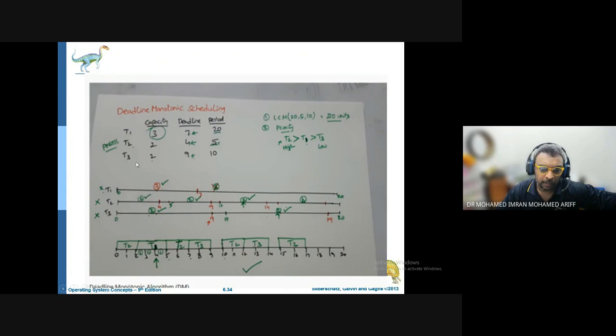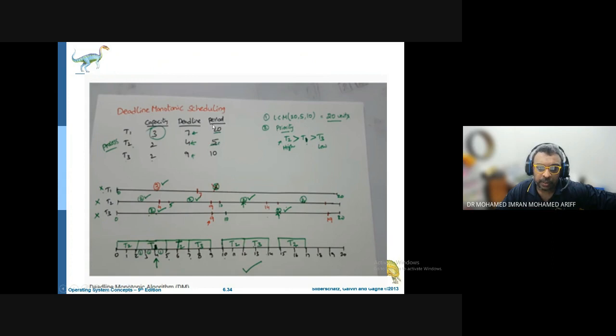Same thing, capacity is given, period is given, but now we have something which is called the deadline here. First, determine the lowest common multiple here. So the biggest multiple of the periods is 5. So the maximum is 20.